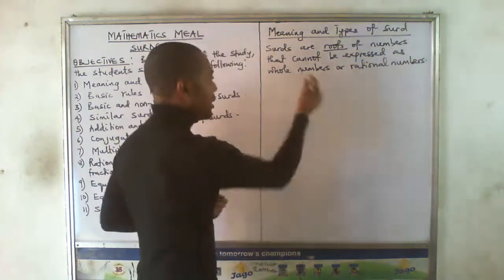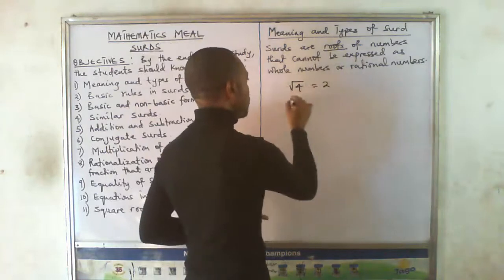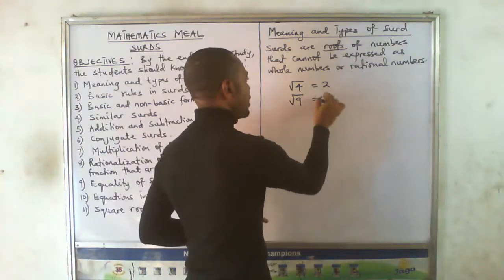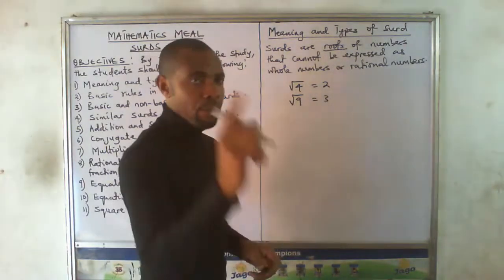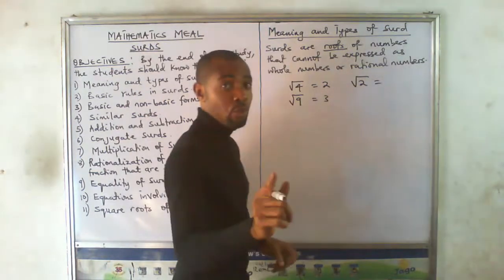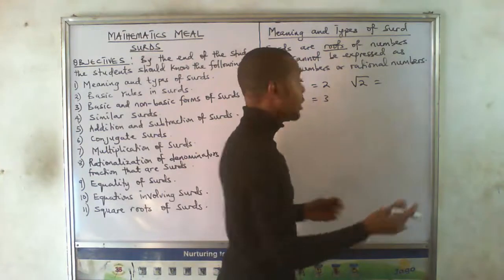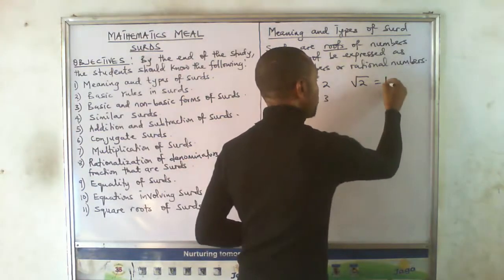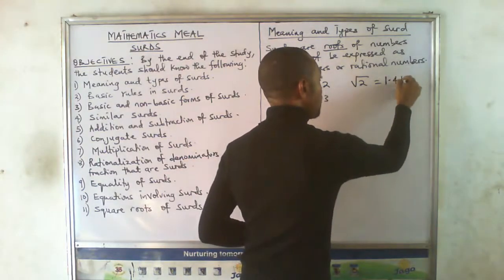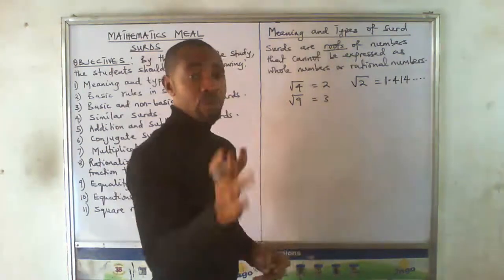So let's explain this further. If I have square root of 4, square root of 4 is 2. Square root of 9 is 3. But let's look at this. Supposing I say square root of 2. It is not 1. I know that someone wants to say 1. Square root of 2 cannot be 1. Square root of 2 is around 1.414 and so on.